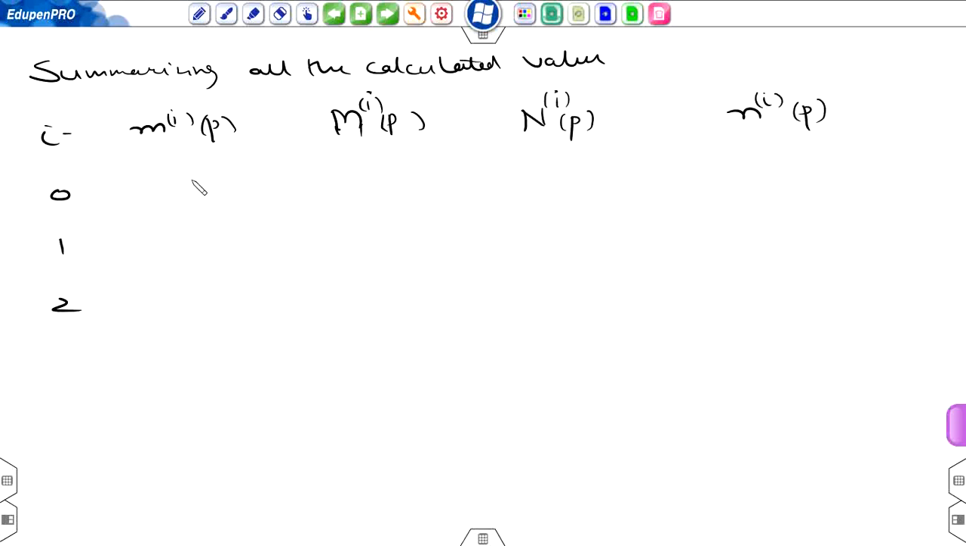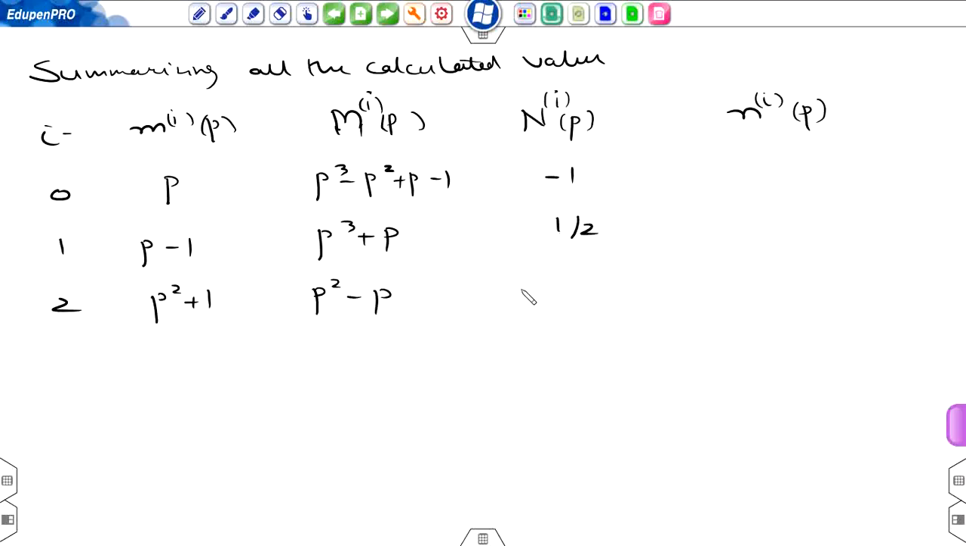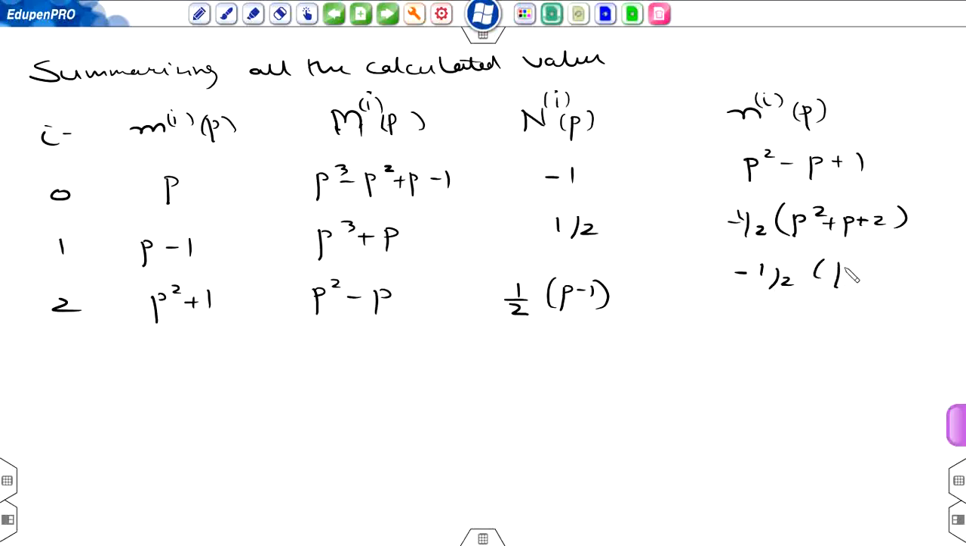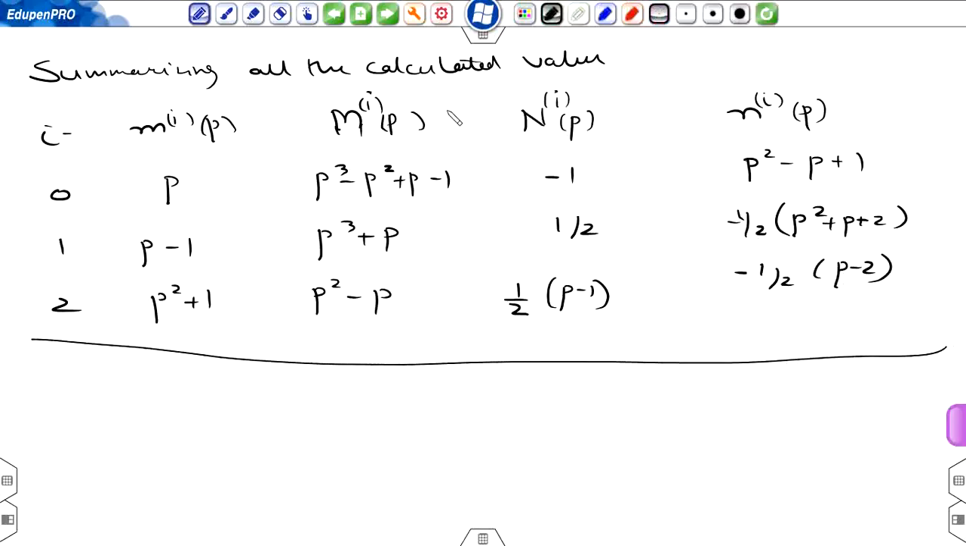Okay, so the values are p, minus 1, p square plus 1, p cube minus p square plus p, p cube plus p square minus p minus 1, 1 by 2, 1 by 2 p minus 1, and p square minus p plus 1, minus 1 by 2, p square plus p plus 2, and minus 1 by 2 p minus 2. So step 2 is completed at this point.